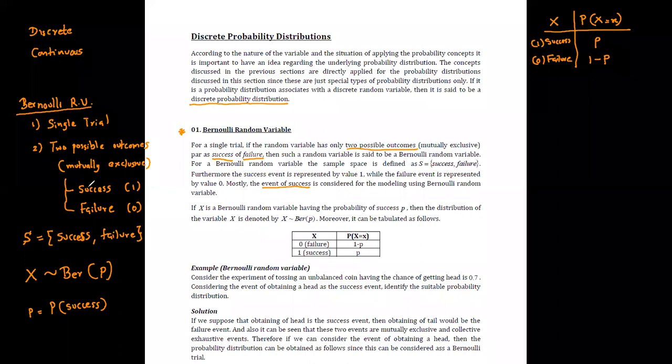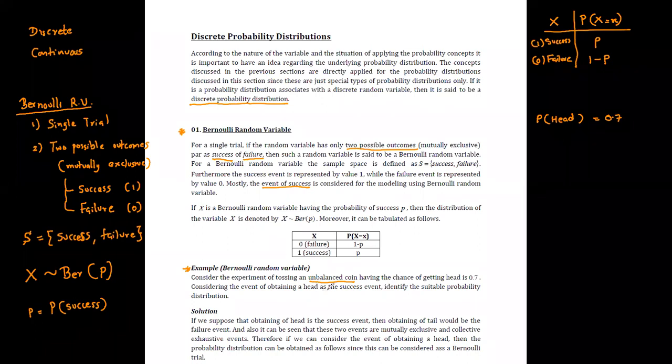Okay, now we will focus on an example regarding this Bernoulli random variable. Suppose that you are conducting an experiment of tossing an unbalanced coin. It is stated as an unbalanced coin having the chance of getting a head as 0.7. Therefore, according to this experiment, if we are tossing this coin, the probability of getting a head is equal to 0.7. Since this is an unbalanced coin, this value differs from 0.5.